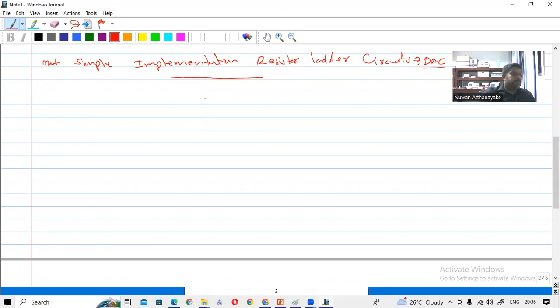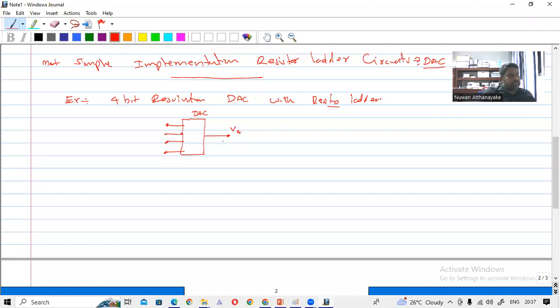Let's take an example and see how to do this. We will try to develop a 4-bit resolution DAC with a resistor ladder. I will tell you the procedure, it is very easy actually. Here you have a DAC. 4-bit resolution means you have 4 inputs and you should have 1 output. This should be your analog output, let's say VA.